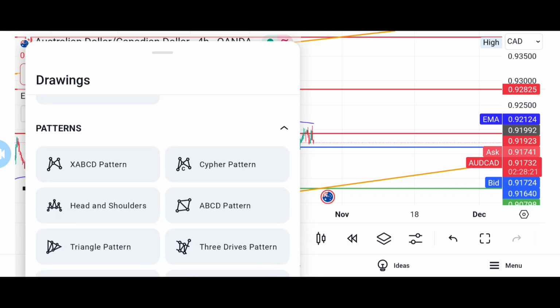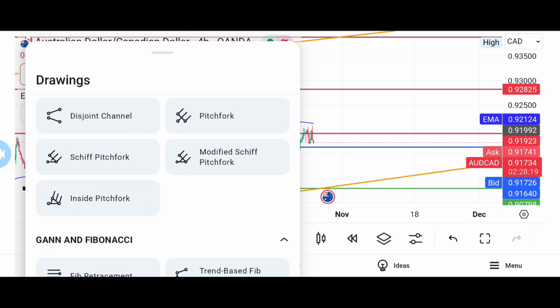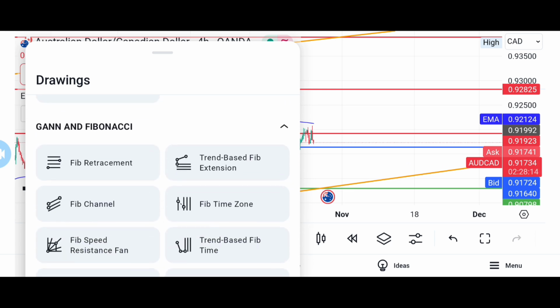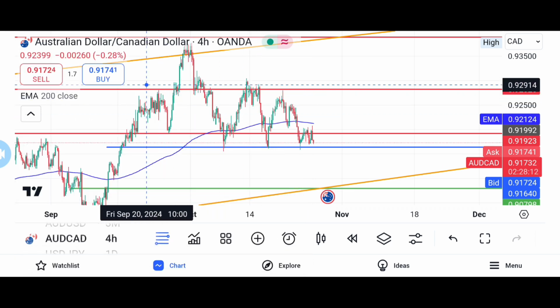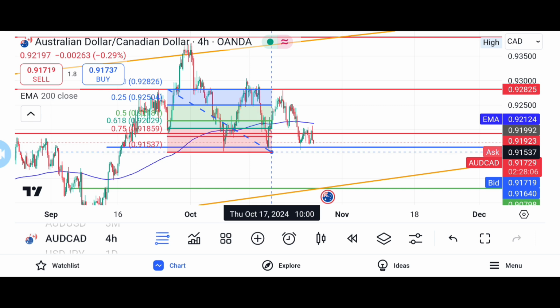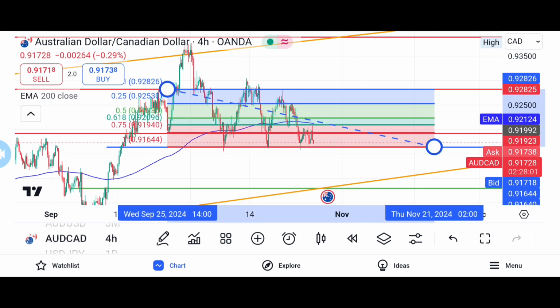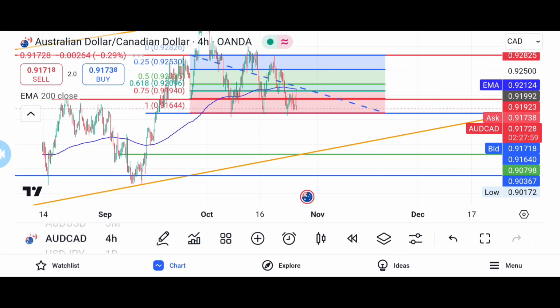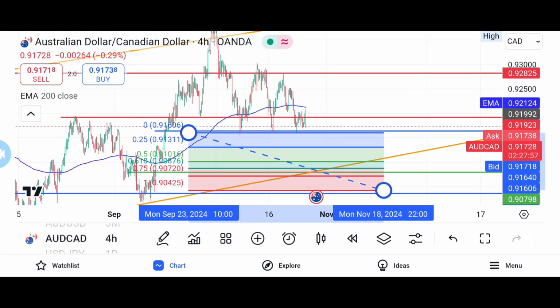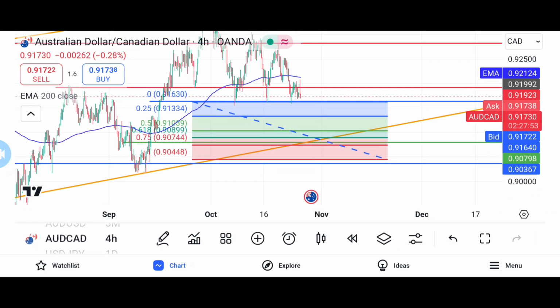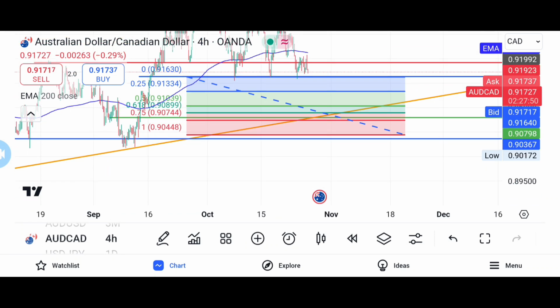Let me show you. Let us mark that region, that distance. You see this from this red line up to this blue line, we are dropping to that distance. Okay, we are dropping, guys.